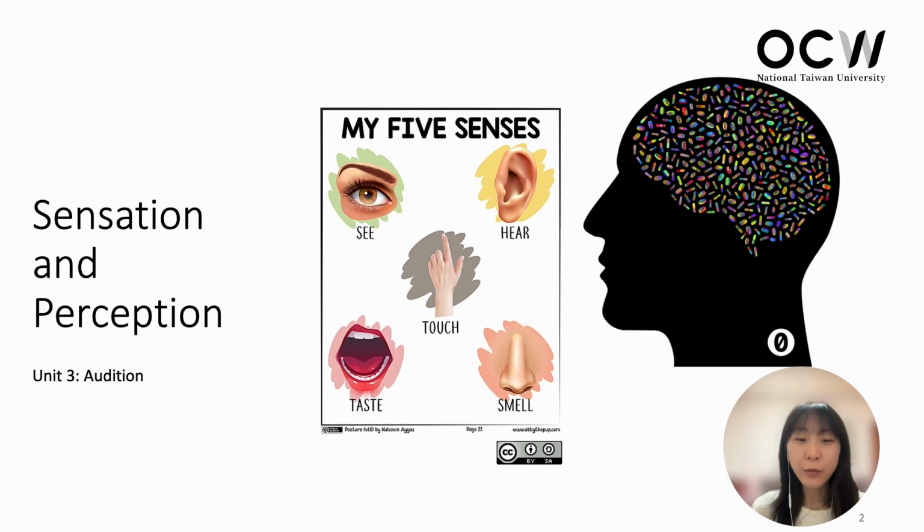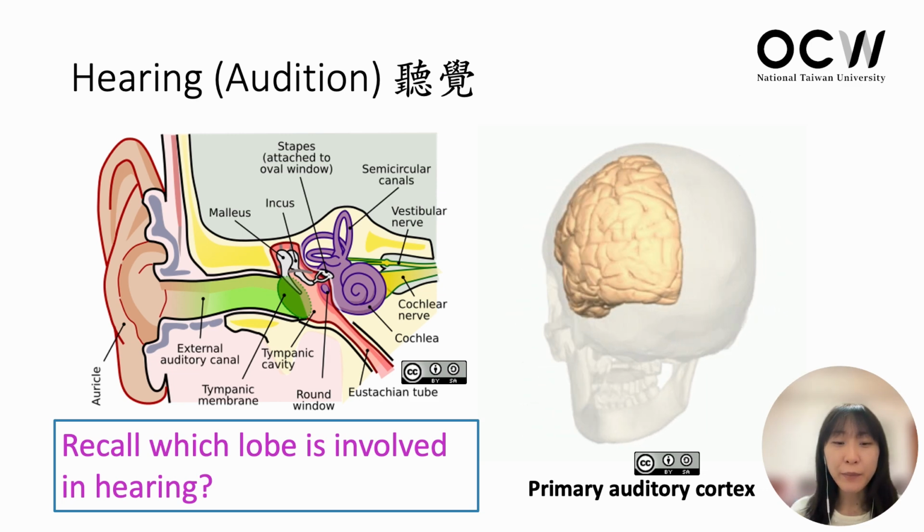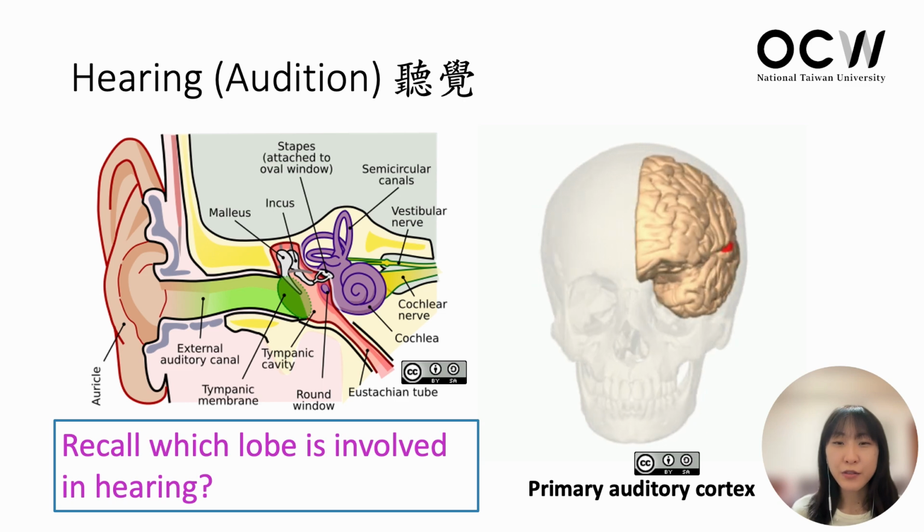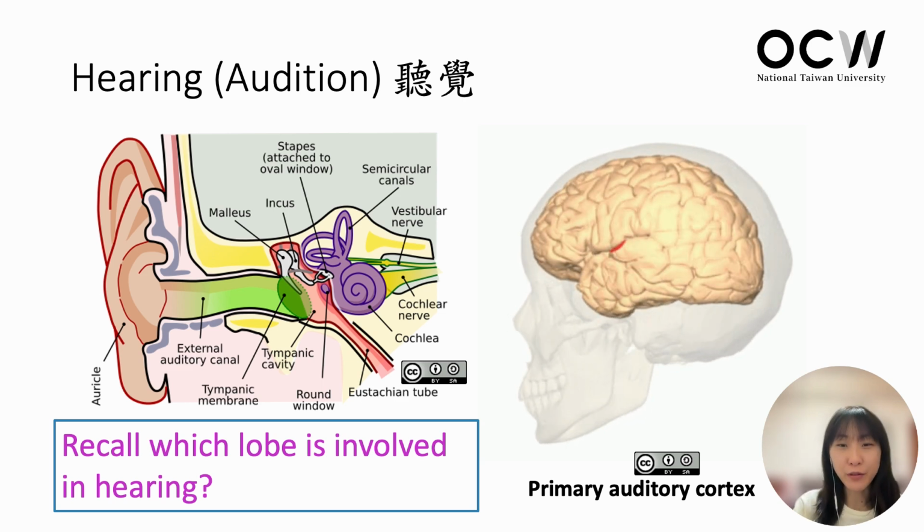In this unit, we will focus on audition, which is hearing. We will first talk about the properties of sound waves and then talk more about their anatomy. Have a think about which lobe is involved in hearing. So the correct answer should be temporal lobe.